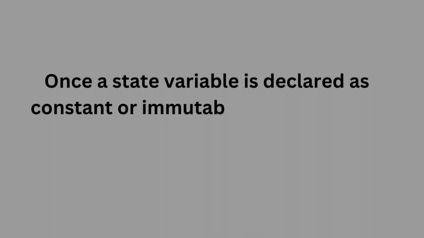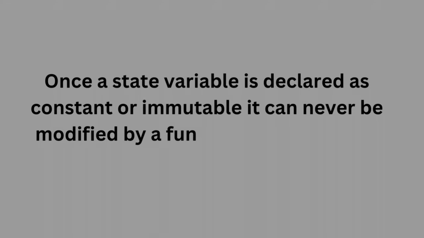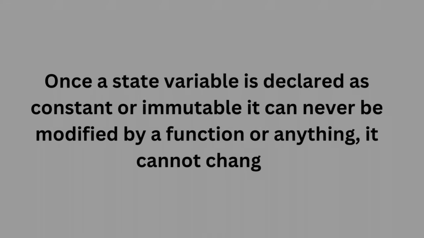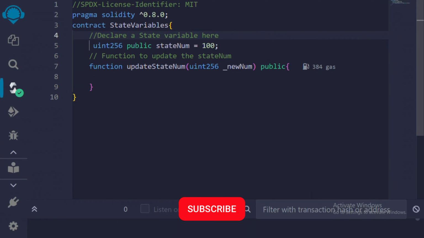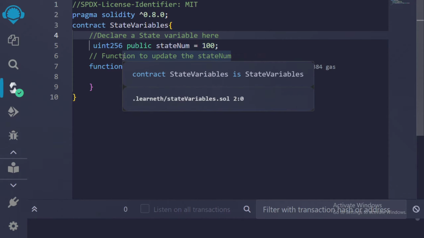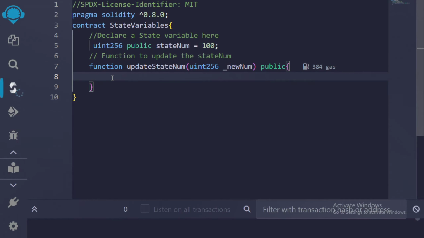Once a state variable is declared as constant or immutable, it can never be modified by a function or anything. It cannot change. So let's see how this works. Once a state variable is declared as constant or immutable, it means that this variable cannot change. We cannot update the state of this variable. So let's try and update this state variable.